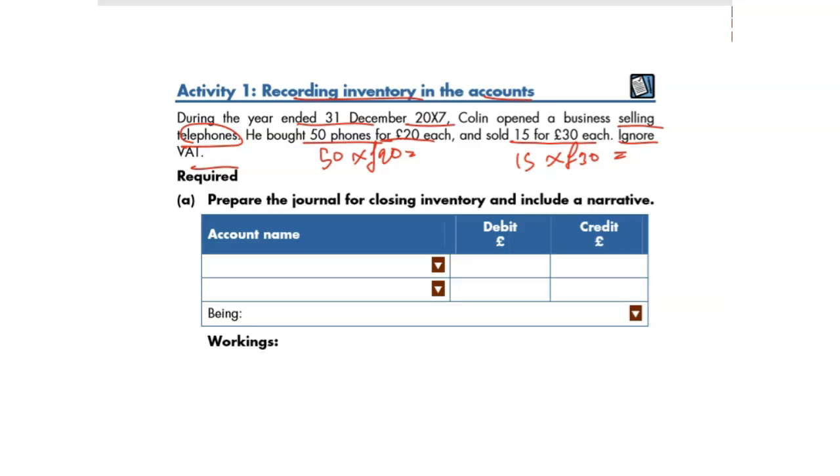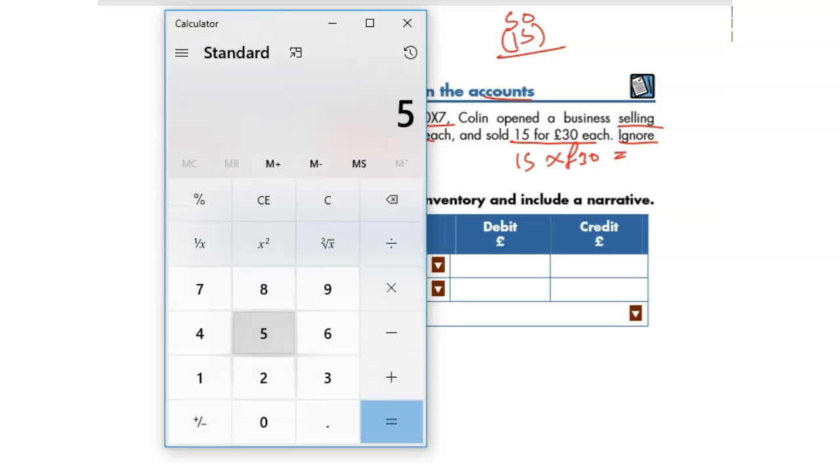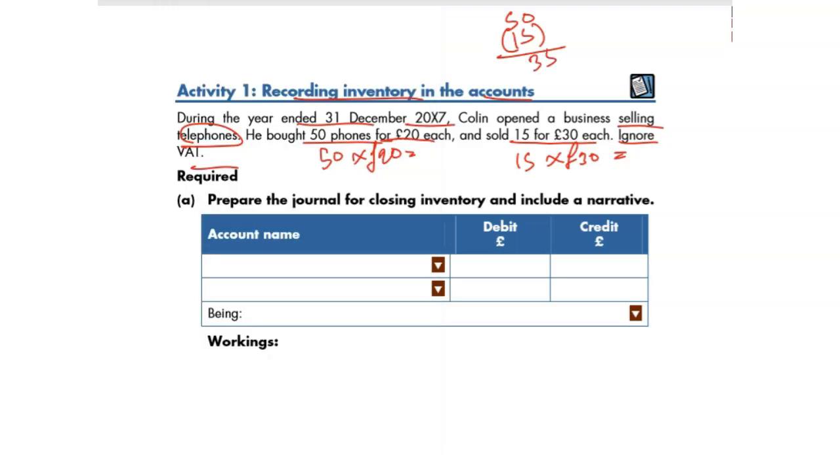Ignore the VAT. Now, bought 50, sold 15. How much is left? Let's take the calculator on screen. 50 minus 15 equals 35. That's your remaining items, unsold, and these are your closing inventory for this current accounting period, 31st December 2017. 35 items of closing inventory.